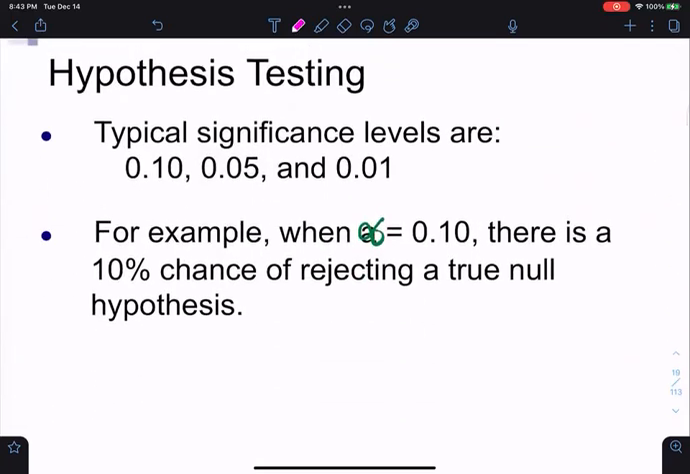In hypothesis testing, significance levels range from 0.10, 0.05, and 0.01. Those are typical, and in most cases you will see these often. You might see this in psychology, and you might see this in labs or pharmaceutical studies, right? For example, when alpha is 0.10, there's a 10% chance of rejecting a true null hypothesis, or a type 1 error, right? Just remember that alpha is the type 1 error, and it's a false positive.